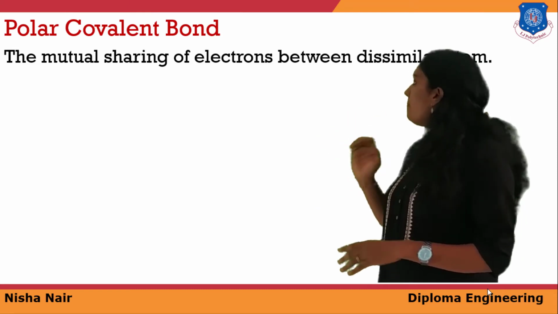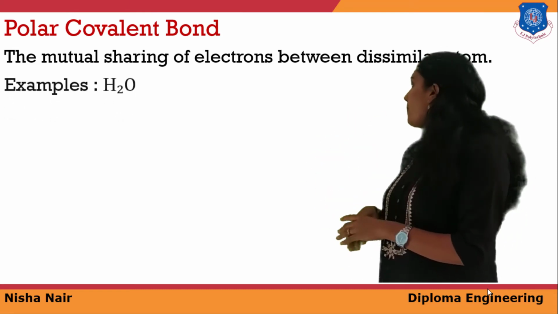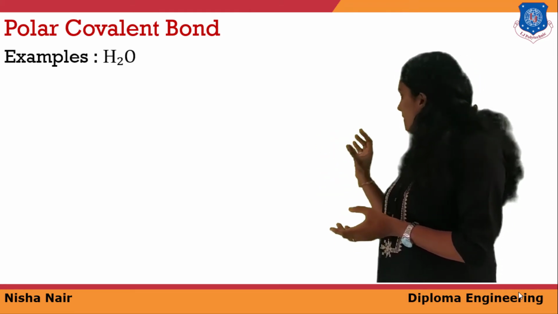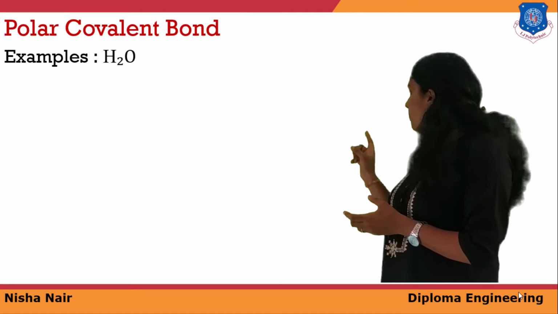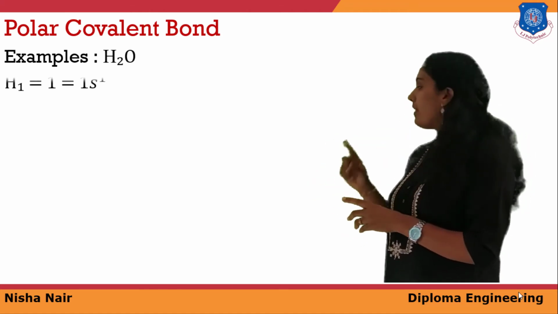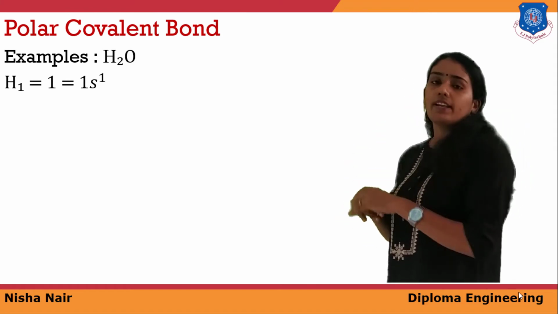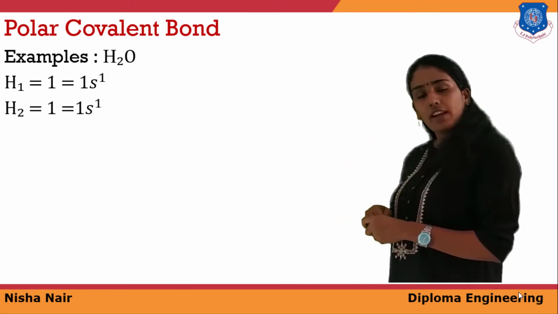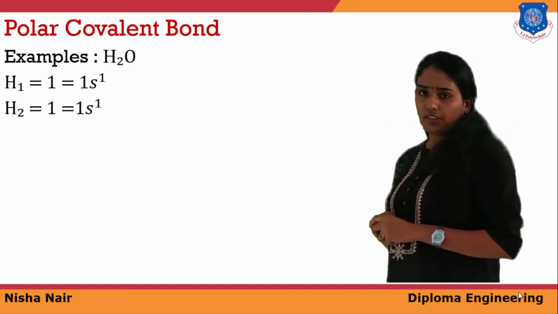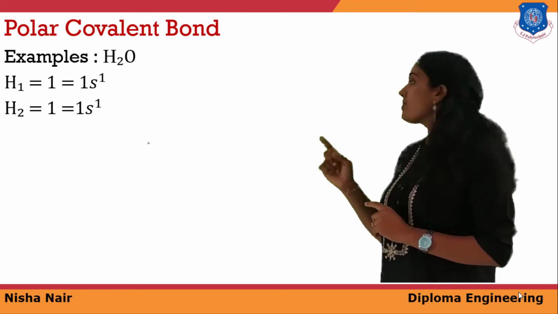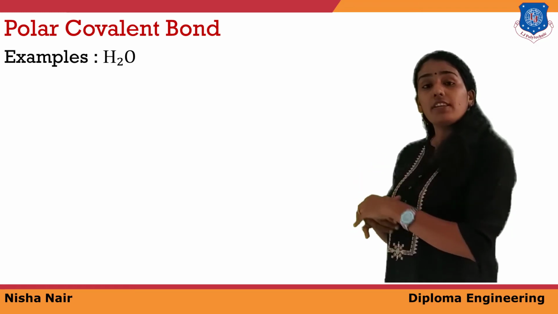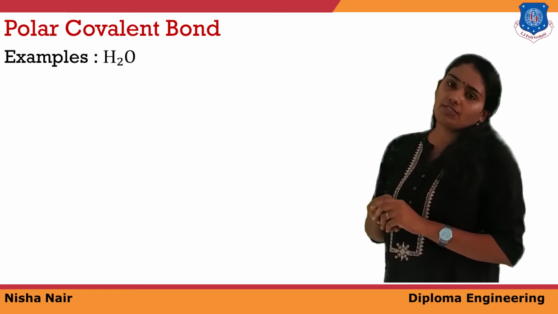So, in polar covalent bond, we can see the example of H2O. H2O is known as a water molecule. We can see here one oxygen is having a bond with two hydrogens. Now, as we know, hydrogen has one electron. So, electronic configuration of the first hydrogen is 1s1 and electronic configuration of another hydrogen is also 1s1. Both hydrogens need one more electron to have a stable configuration, and electronic configuration of oxygen is 1s2, 2s2, 2p4. Now, oxygen needs two more electrons to have a stable configuration.